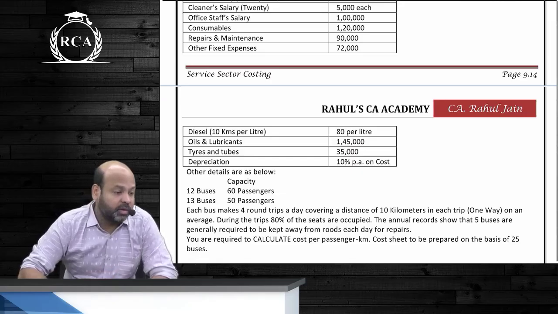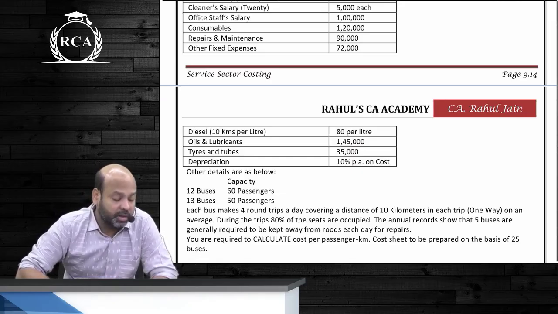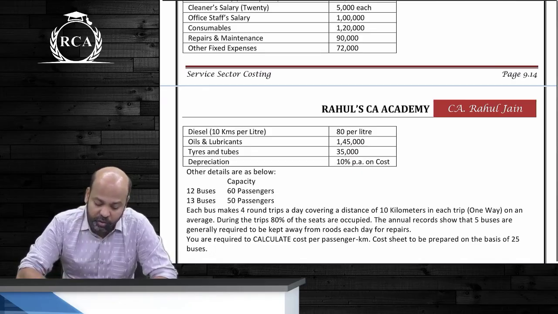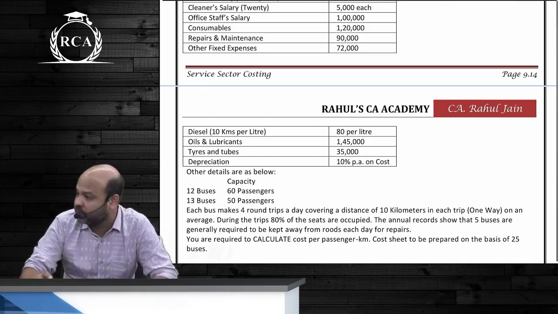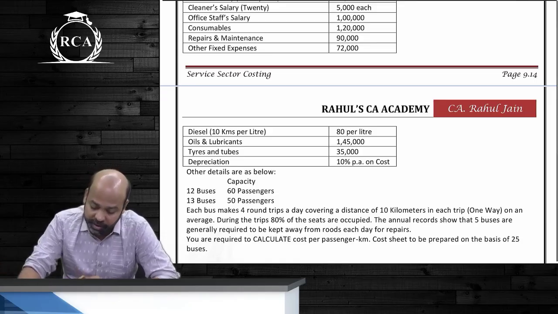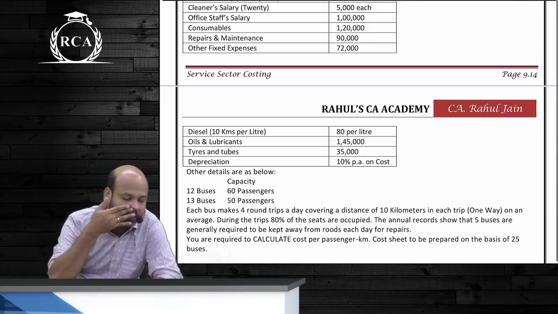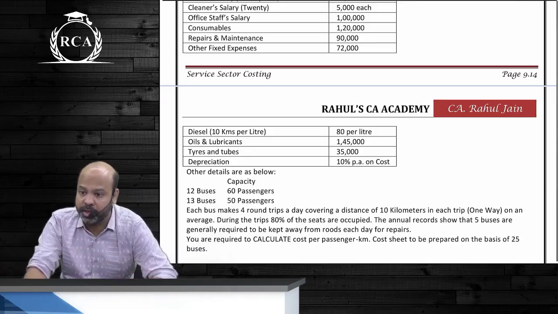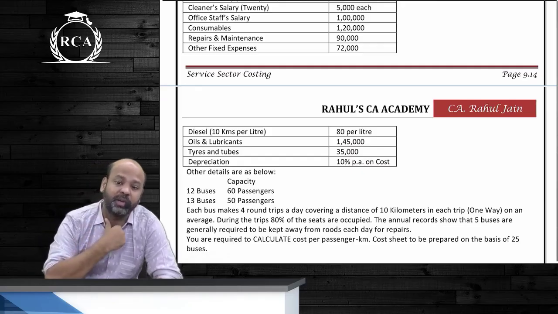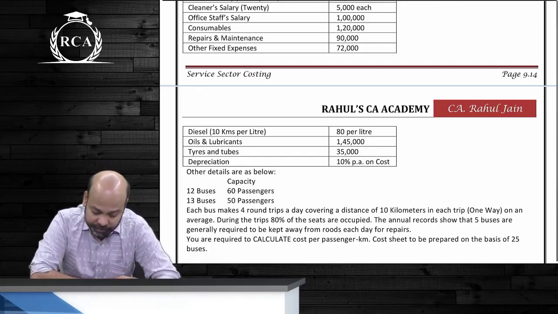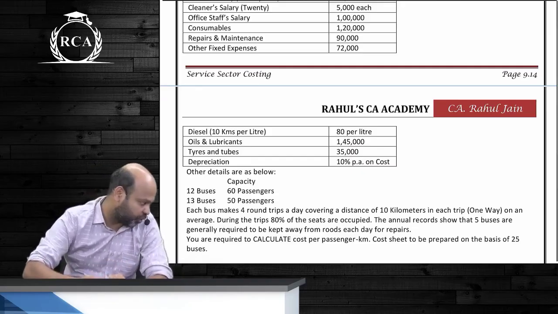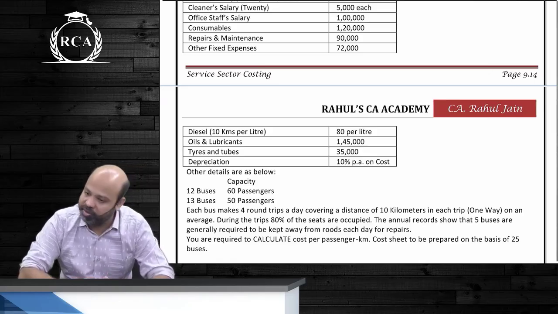We have 12 buses with a capacity of 60 passengers, and we have 13 buses with a capacity of 50 passengers. Each bus makes 4 round trips a day, covering a distance of 10 kilometers in each trip, one way, on an average. One way distance, guys, is 10 kilometers. The bus is making how many trips in a day? 4 trips. So each bus would be traveling for a distance of 80 kilometers per day: 10 kilometers into 2 ways multiplied by 4 trips. During the trips, 80% of the seats are occupied. So on an average, the occupancy ratio is 80%.